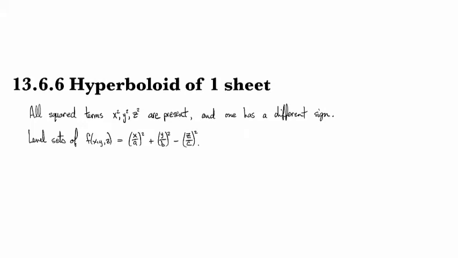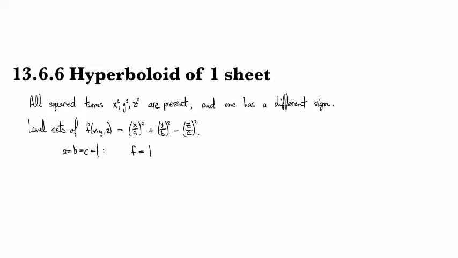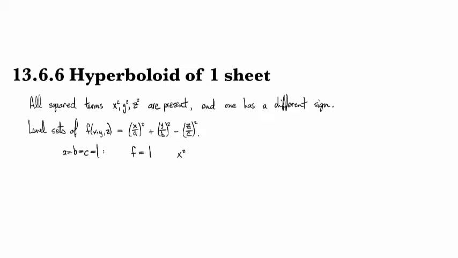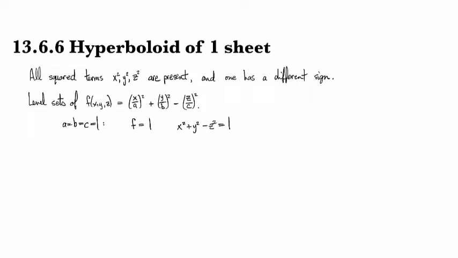So let's see. If we put a equals b equals c equals 1 to simplify once again, and we look at the level surface where f is equal to 1, so where does it take the value 1, then we're going to be looking at the equation x squared plus y squared minus z squared is equal to 1. All right, so let's figure out what this looks like by doing some traces.